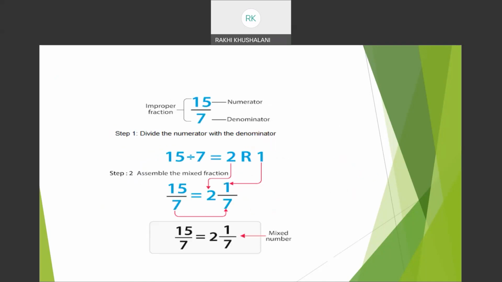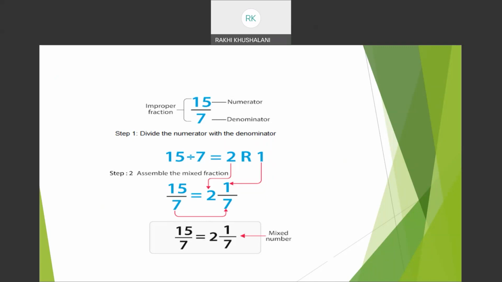Let's see more examples here. 15 by 7. See, again, I'm showing you 15, the odd number. And it's, of course, an improper fraction where numerator is 15 and denominator is 7. Let's see the steps to convert it into a mixed fraction. The first step is divide the numerator by the denominator. That is, your numerator now is the dividend and your divisor is the denominator.